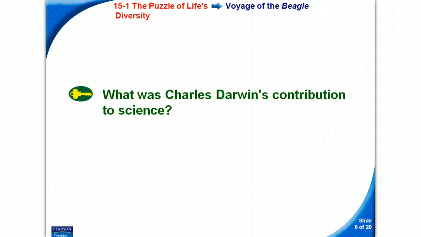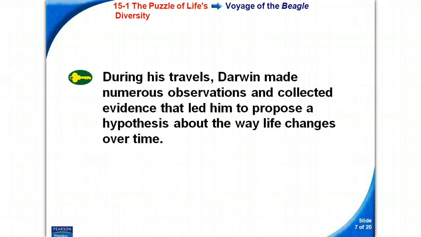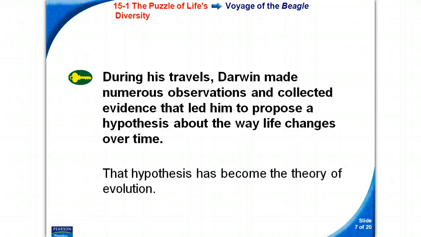Key concept. What was Charles Darwin's contribution to science? During his travels, Darwin made numerous observations and collected evidence that led him to propose a hypothesis about the way life changes over time. That hypothesis has become the theory of evolution.